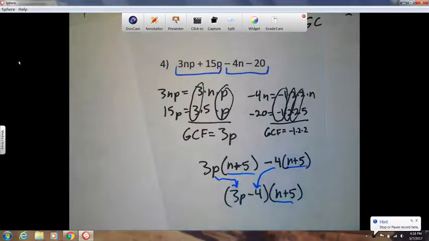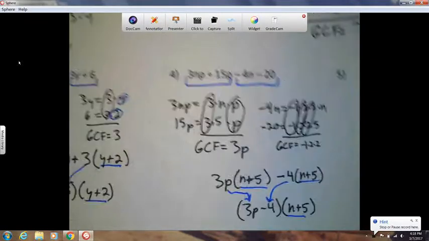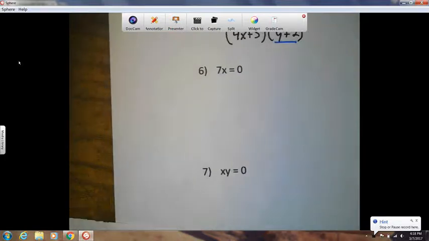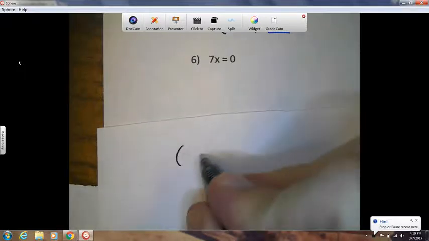Okay, we're going to look into the zero product property. And it seems very simple, but it's something that people miss all the time and ask lots of questions on. So let's look at a few examples. What we need to know is when we multiply two things, and I'm going to put this in parentheses to show you.